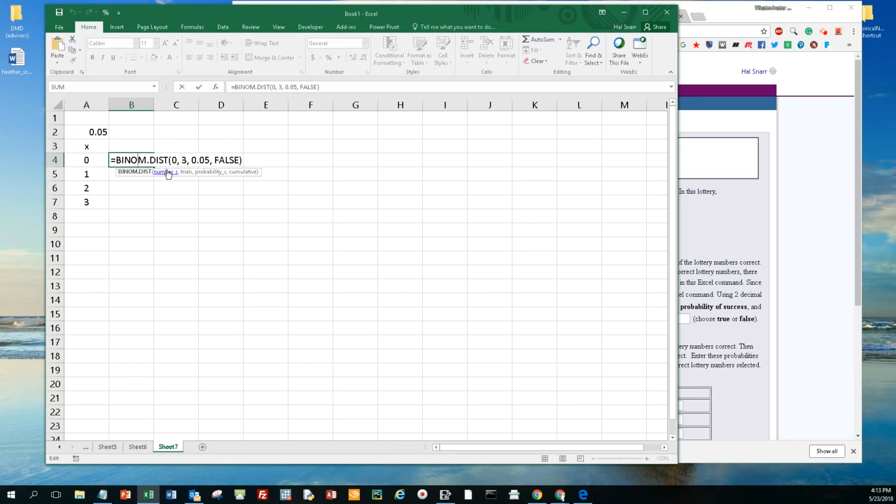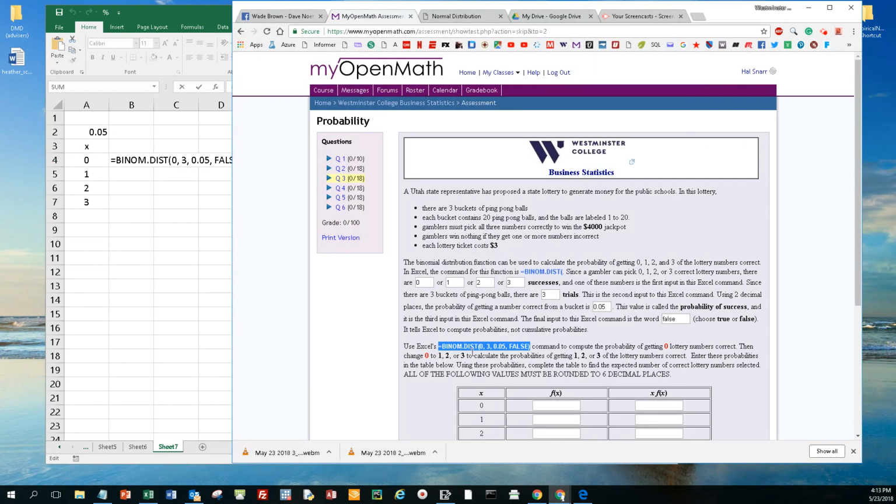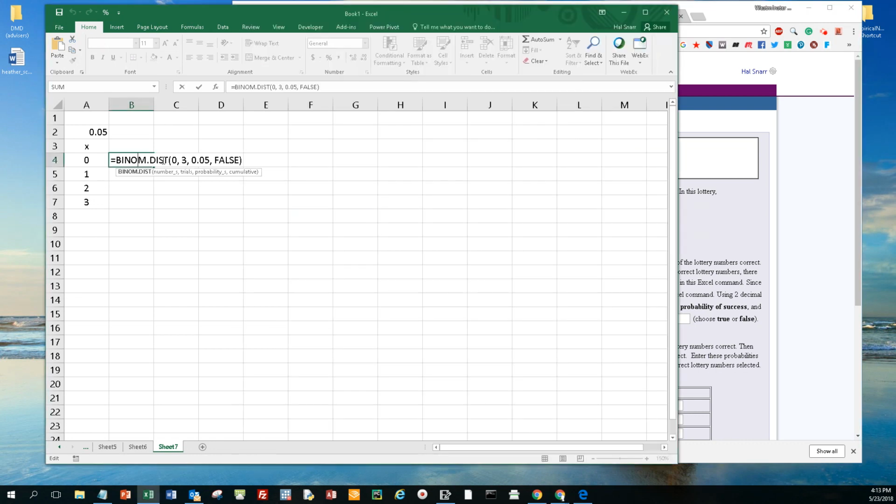Now, the command I copied in from my OpenMath had the 0 here in red. The reason it's in red is because it's going to vary. These are all parameters that don't vary, but this does vary. So instead of using 0 there, I'm going to click on the cell that has 0, and I get the same number. This is the probability of getting 0 balls correct. That's the probability of getting 1 of the balls correct. That's the probability of getting 2 of the balls correct. And this is the probability of getting all 3 balls correct.